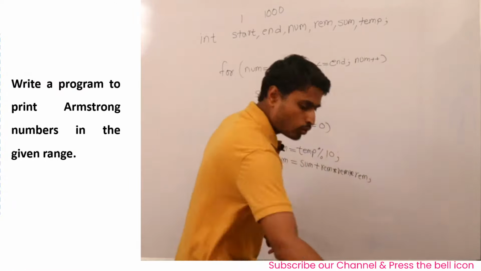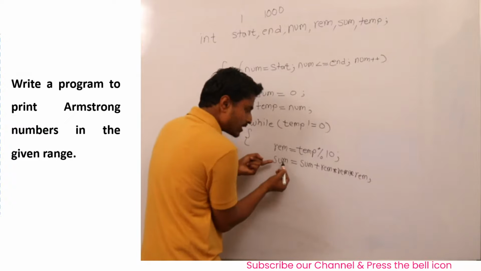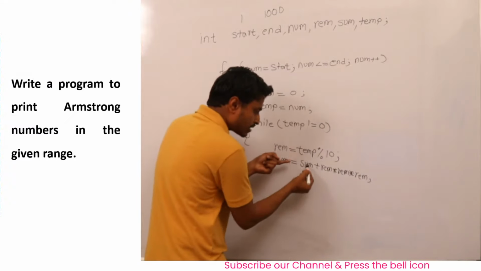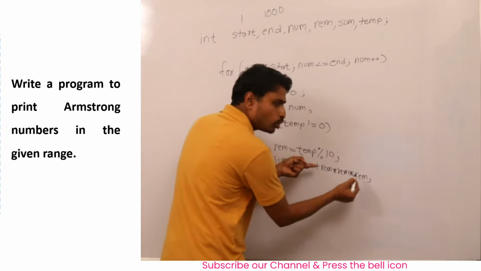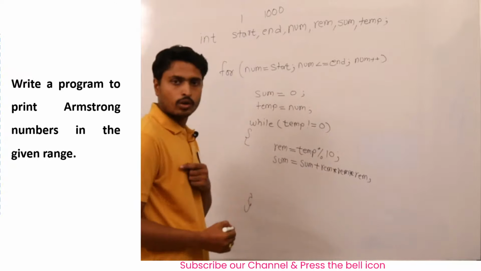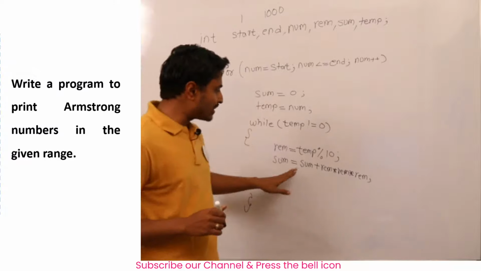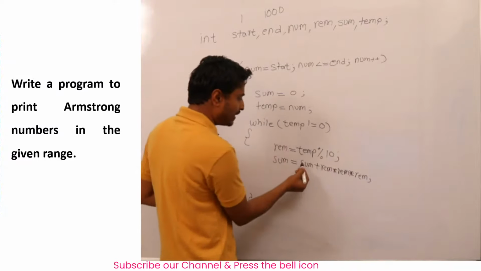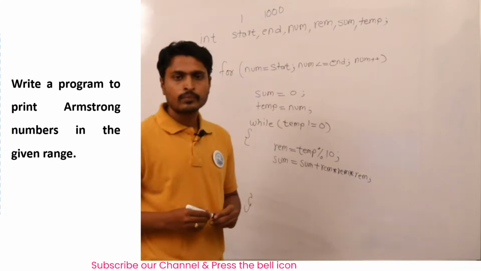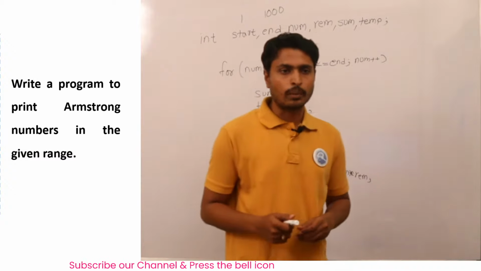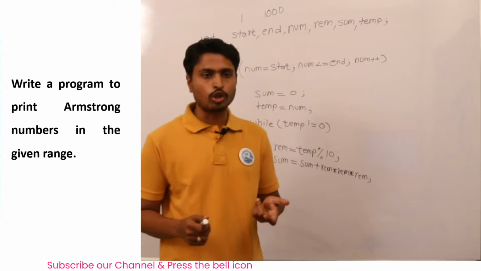Okay, so what we are doing? We are adding the sum plus the cube of this remainder. After that, what are we going to do? By using this remainder, we can update this sum. Okay, we'll check the comments to see if you got the output or not.